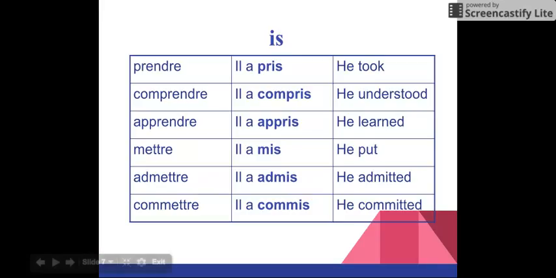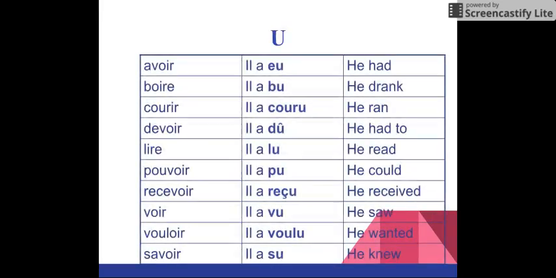Again, although this is a list of 6 verbs, it's really just a list of 2 because mettre, admettre, and commettre, really they just have a different prefix on the front. So those are verbs that end in is. The next group end in u, and there's a lot of them.